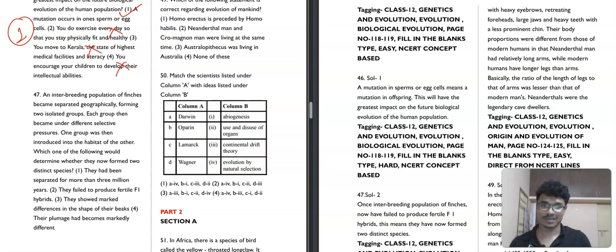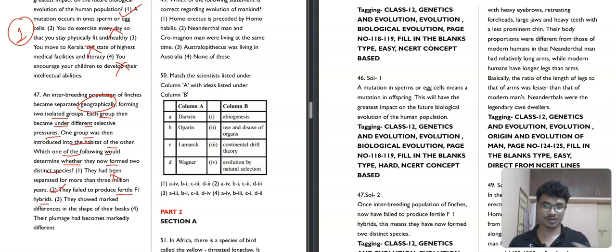Then question number 47. It is saying that an interbreeding population of finches becomes separated geographically, forming two isolated groups. Each group has come under different selective pressure. One group was then introduced into the habitat of the other. Which of the following would determine whether they have now formed two distinct species? Okay, so which one will verify this? They had been separated for more than 3 million years. This is not verifying a structure. This could be. Then they failed to produce a fertile F1 hybrid. Yes. So what is the definition of this species?